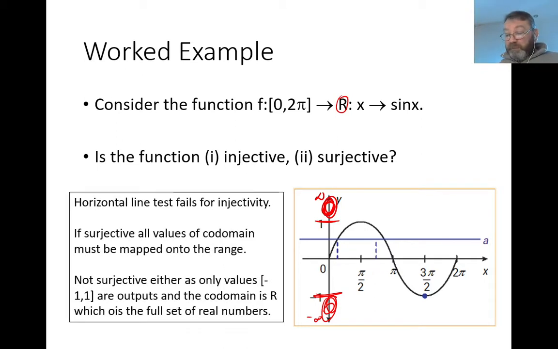So in that case, what do we notice? The horizontal line test fails for injectivity, and it's not surjective either because not all the values of the codomain are mapped. So it fails both tests. So if it fails both tests, what is it? It's just a regular function. It's not described as being injective. It's not described as being surjective. It's just a regular function. Okay, and that's what you need to keep in mind.